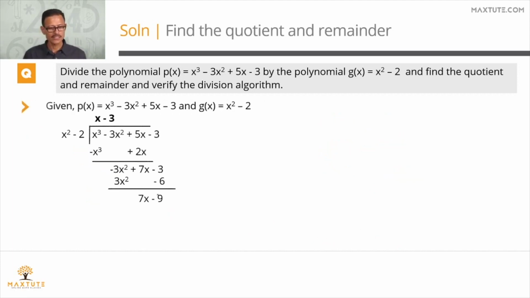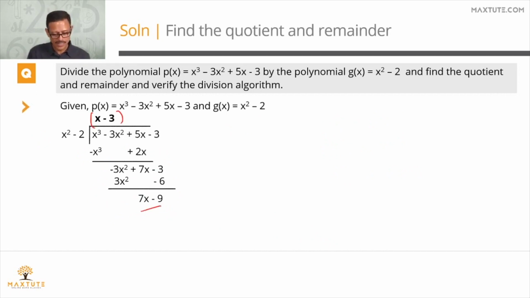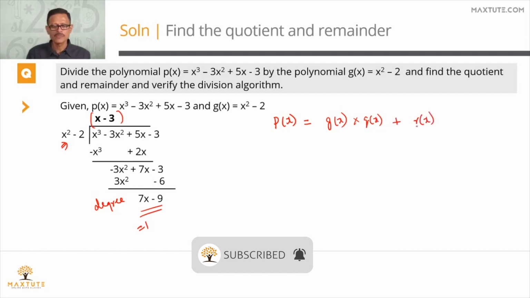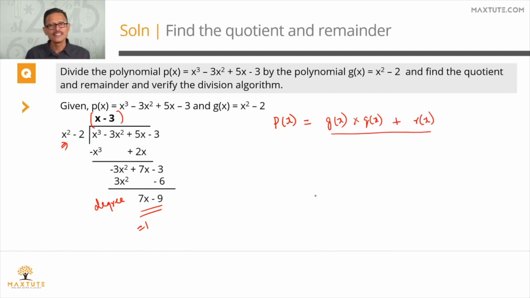Quickly run through this entire division in a printed form. Quotient of this division is x minus 3. The remainder exists and it is equal to 7x minus 9. Quickly telling you, why is this the remainder? The degree of this is equal to 1, which is less than the degree of g of x. What do we mean by verifying? What is the division algorithm? The division algorithm is P of x is equal to g of x, this expression, times q of x plus r of x. So I'm going to do the right hand side and check out where I'm going to get this answer, which is P of x.